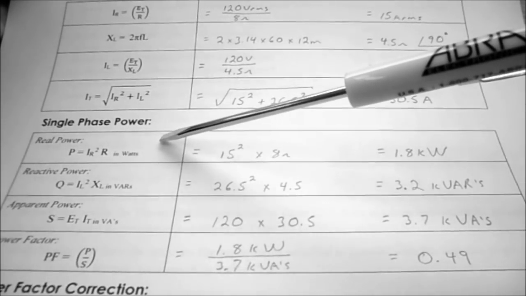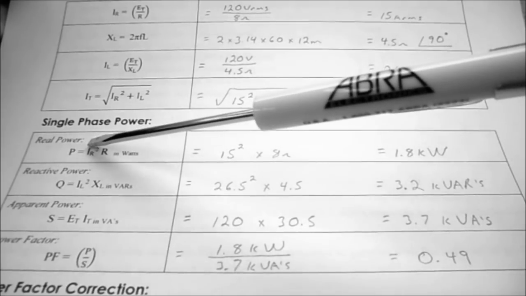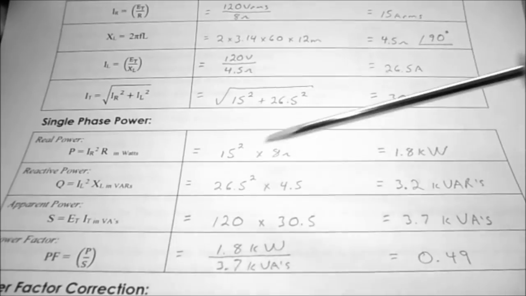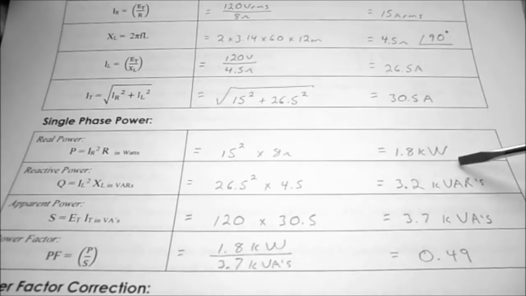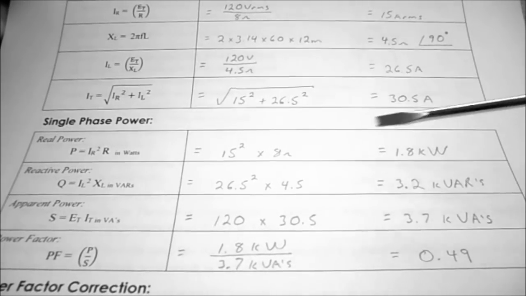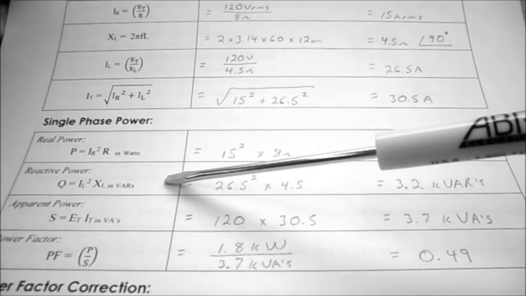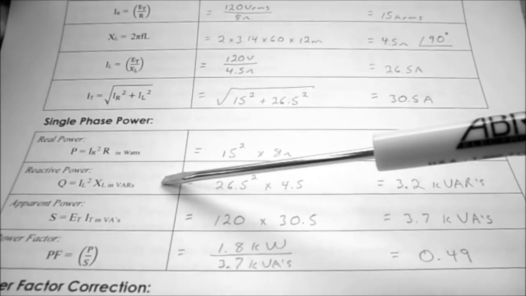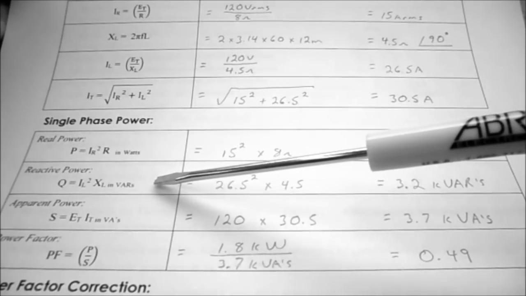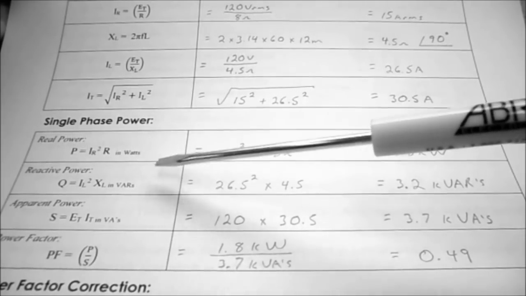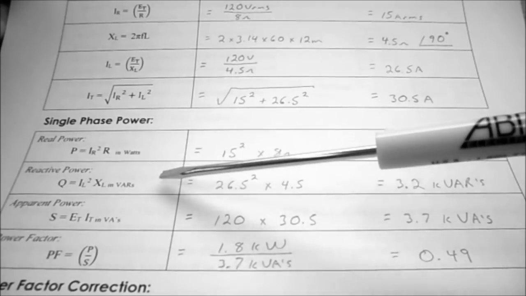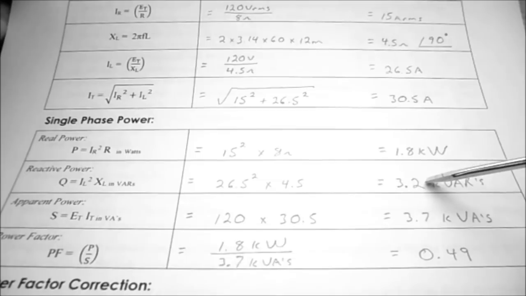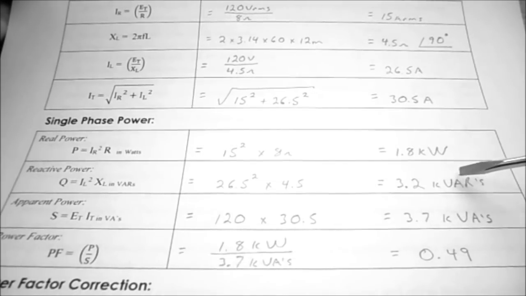Doing your power calculations, real power, P, is equal to IR squared times R. And that works out to 1.8 kilowatts. Reactive power is Q, and that's equal to IL squared times XL, and that's measured in VARs. So real power is measured in watts, reactive power is in VARs. And that works out to 3.2 kilovars.